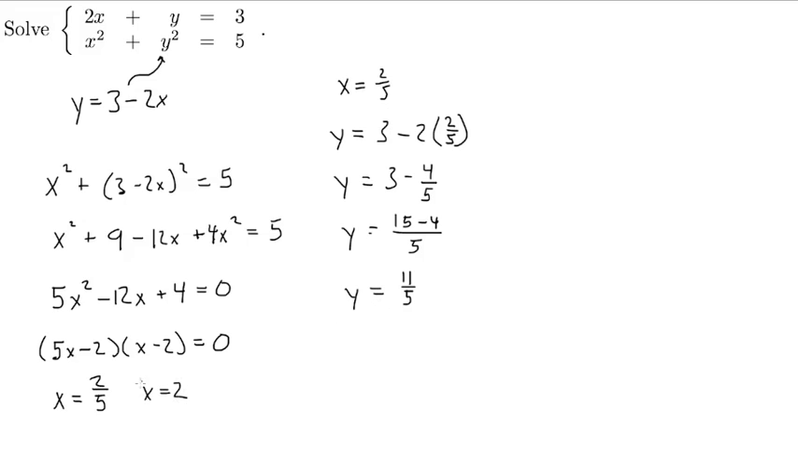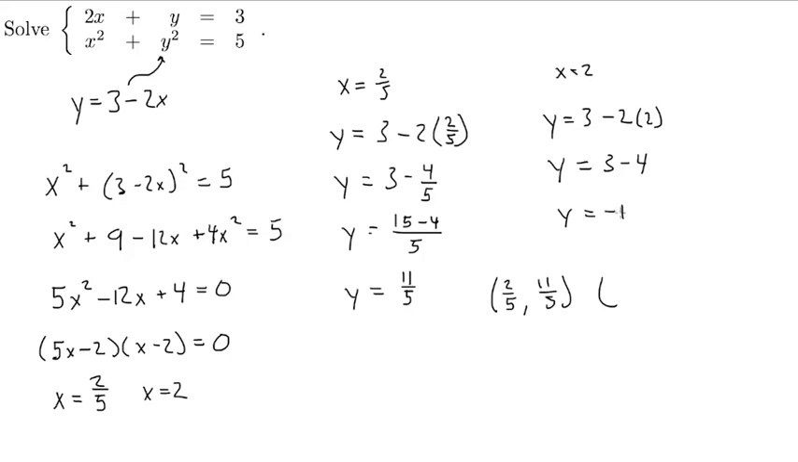Remember, we have two solutions though. Let's look at the other one. When x equals 2, once again, we're going to plug it right in here to our substitution. We get y equals 3 minus 2 times x. Once again, our x in this case is 2. So y equals 3 minus 4. That's just negative 1. So our two answers then are going to be 2/5, comma 11/5. So answer number 1. And 2, comma negative 1.